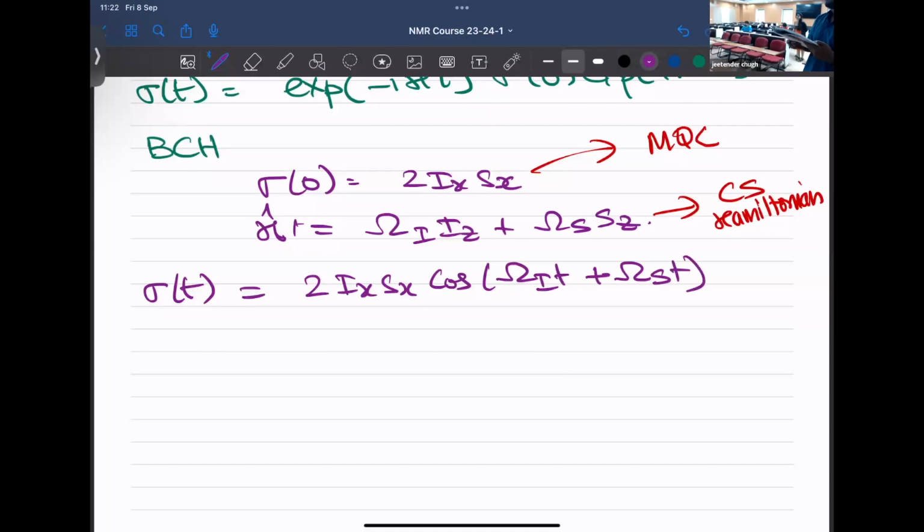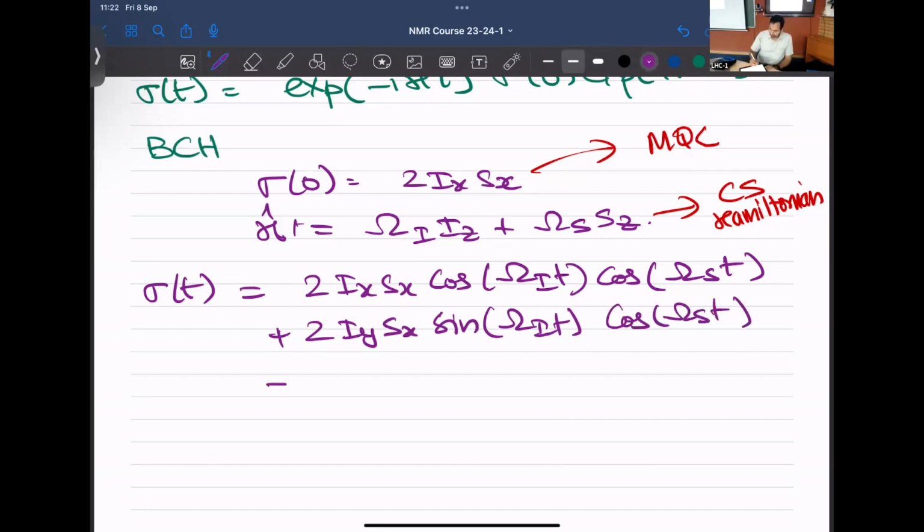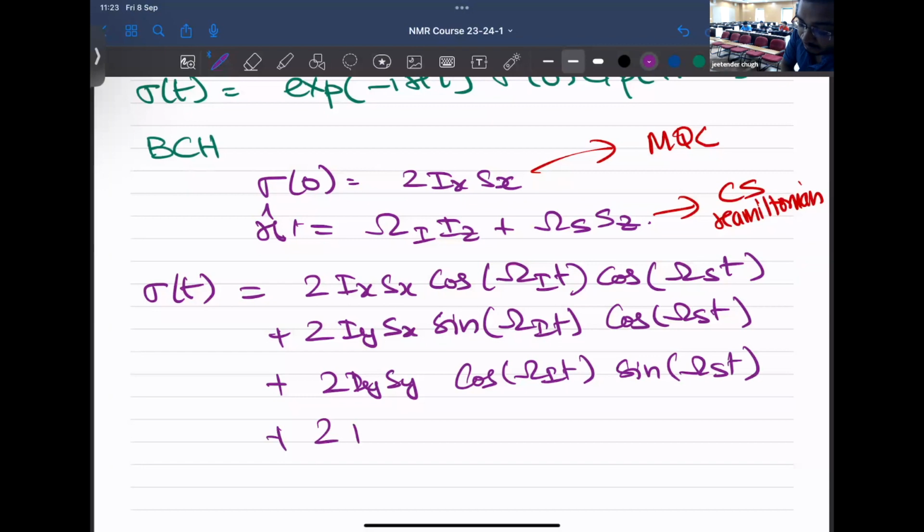Multiplication, sir. Cos omega IT into cos omega ST. Okay. 2 different cos terms, multiplied. Yeah, that's what I thought. Then plus 2IY SX sin omega IT into cos omega ST. Okay. Plus 2IX SY sin omega ST into cos omega IT. Plus 2IY SY sin omega IT sin omega ST.